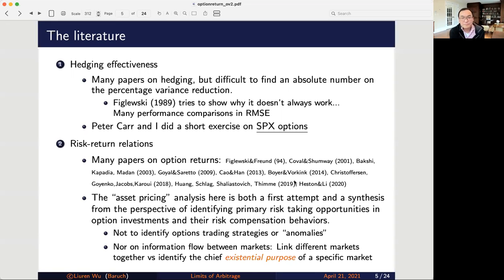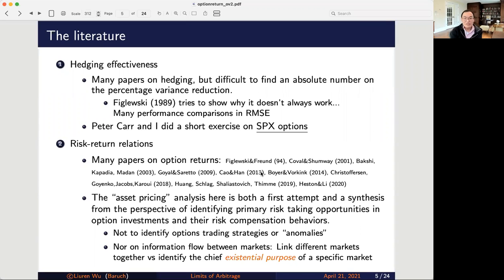And Steve, many years ago, wrote a paper to show why the delta hedge can break down. He has some numbers, but it's very hard to see them from his paper. When I talked to him, he had to go back and dig out these numbers, trying to back out a percentage number for how much is reduced. A few years ago, Peter and I did a short exercise on S&P options to get a percentage number on how much risk you can reduce. What we do here is more like an extension of that analysis across individual names. It's getting harder to do.